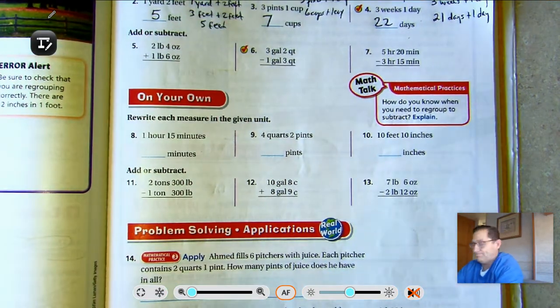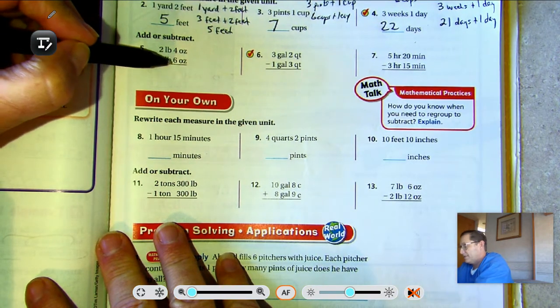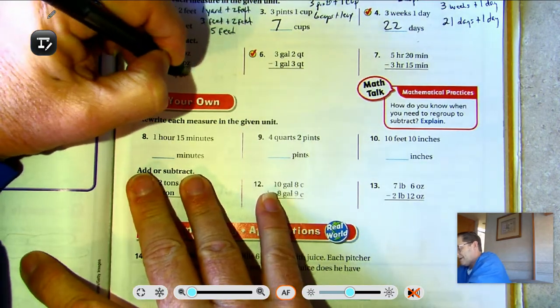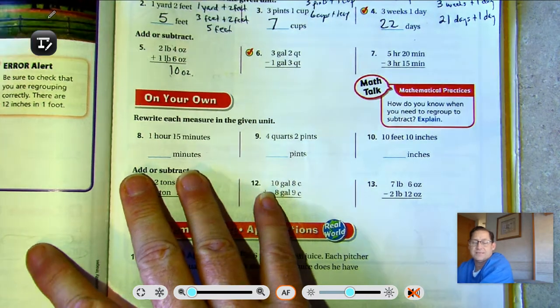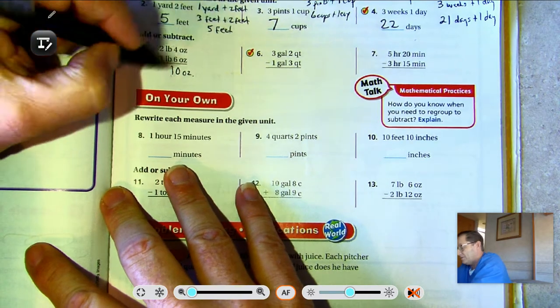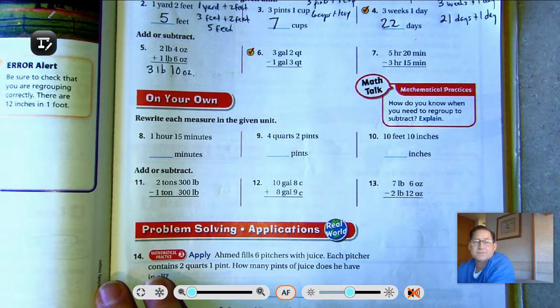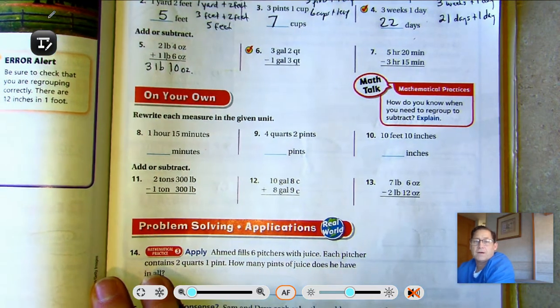Add or subtract. Start with the smaller unit. 6 plus 4 is 10 ounces. I don't need to rename anything because there's 16 ounces in a pound. Now add the pounds. 2 plus 1 is 3. So 3 pounds, 10 ounces. All right, number 6.